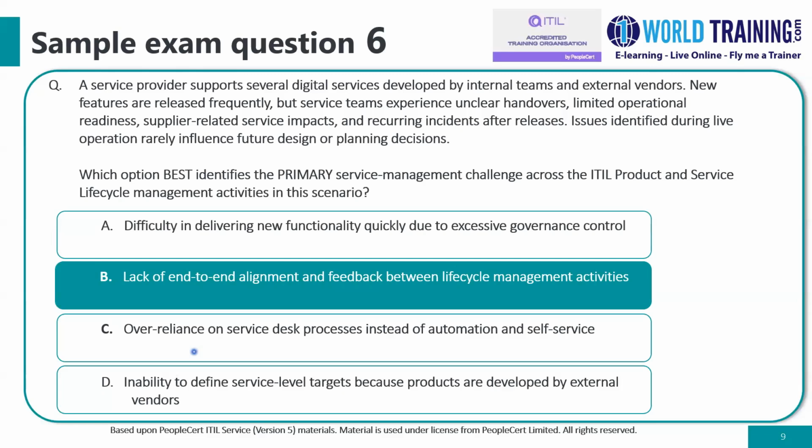And choice D, inability to define service level targets because products are developed by external vendors. Even in such a case, service providers will remain accountable for the service quality with their consumers, even when products are sourced externally. Because service providers depend on vendor operated cloud components for core functionality, but they have to manage their delivery commitments around that to their consumers. So D is also incorrect.